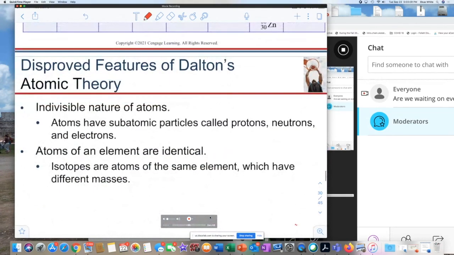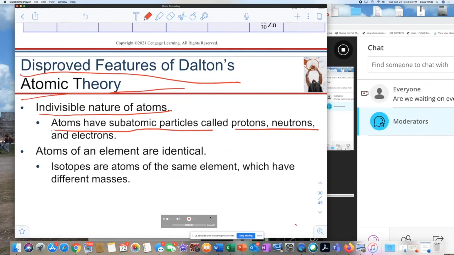And then remember, the things that were disproved in Dalton's atomic theory, he said that atoms were indivisible by nature. Not true. The truth is, atoms do have subatomic particles called protons, neutrons, and electrons. He said atoms of an element are identical. The truth is, isotopes are atoms of the same element, which have different masses. So the atoms are technically identical in every other way except for the masses.